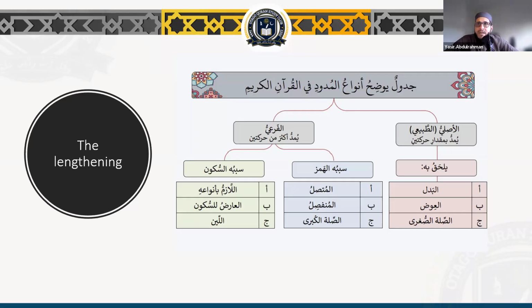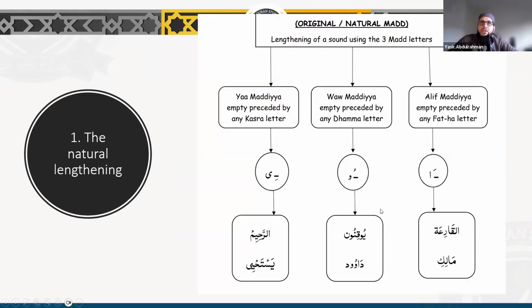If you talk about the natural mad, this happens when you have alif with fatha before it, waw with dhamma before it, and ya with kasra before it. So in these three cases, we make the mad short, two haraka, like this: القارعة، مالك، يوقنون، داوود، الرحيم، يستحيي. So all of these are natural mad.